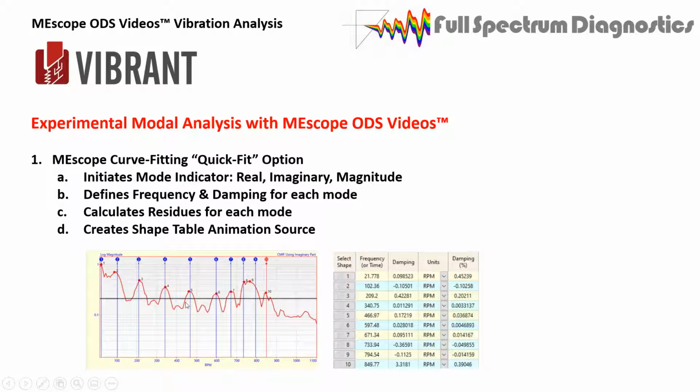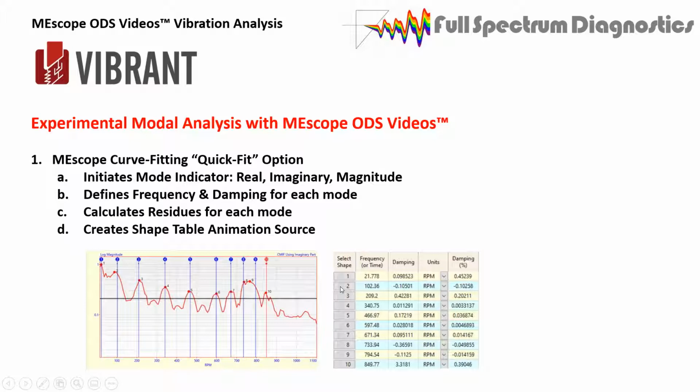modal indicator, and you can use real, imaginary, or magnitude. I use imaginary, which is typical. It defines the frequency and damping for each mode, so it finds a peak for each mode. All the ones that I have a little blue cursor on and that one red one there, so there are 10 modes that I looked at, and it gives me frequency, damping, and what units we're in, percent damping. It was helpful. I have some unstable modes in here.